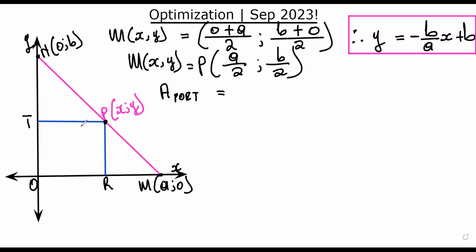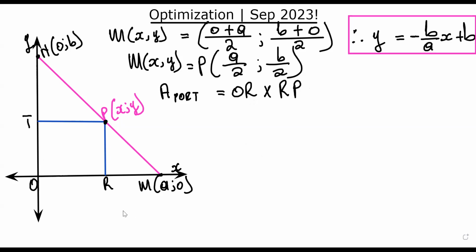Well, the area of a rectangle is length multiplied by the breadth. So what is the length of this rectangle? Well, it's OR. And what is the breadth? The breadth is actually the height. So you can either say OT or you can say RP. But it's actually better if you say RP.